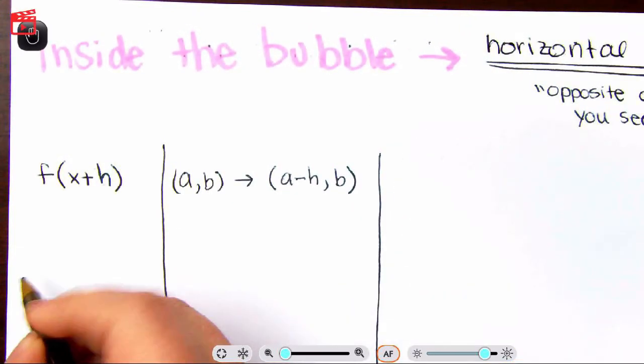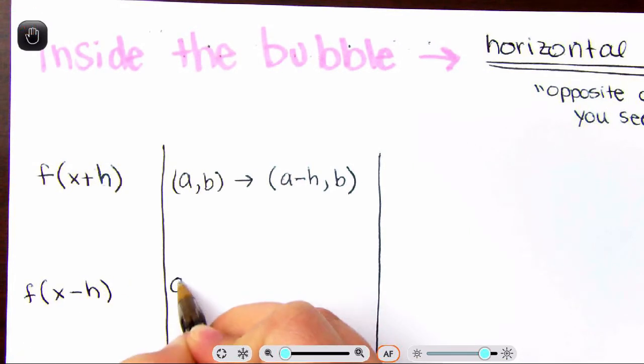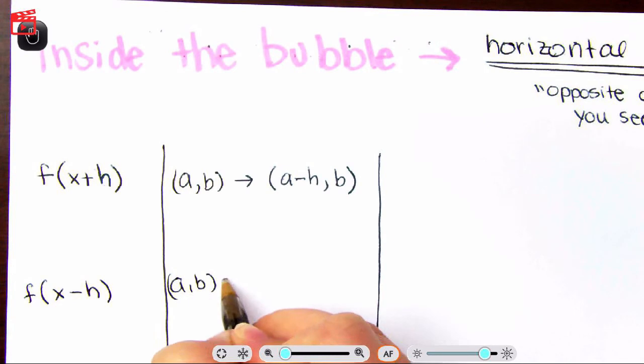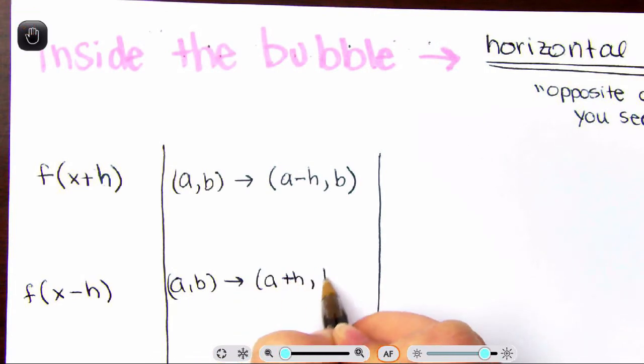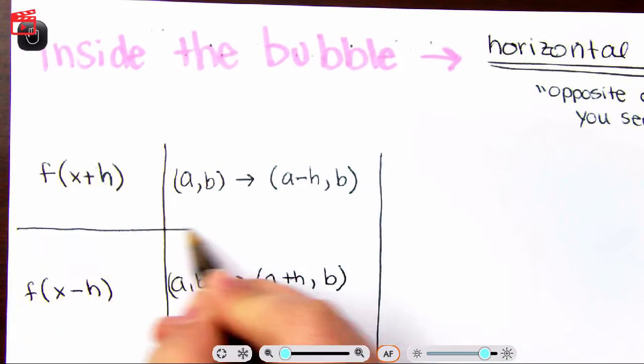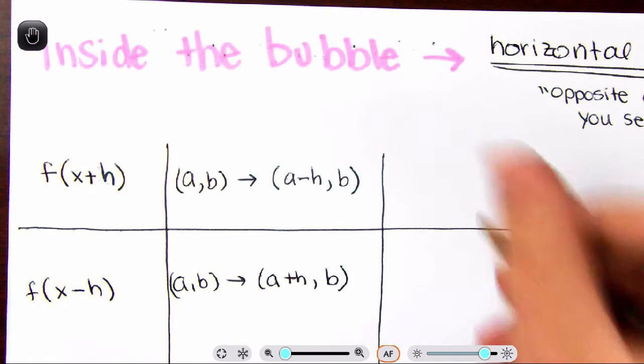I'm actually going to jump in and do the other one immediately. x minus h. So again, think opposite. So I have a plus h now, comma, b. Always think opposite when you're inside the bubble. Inside the bubble, opposite.